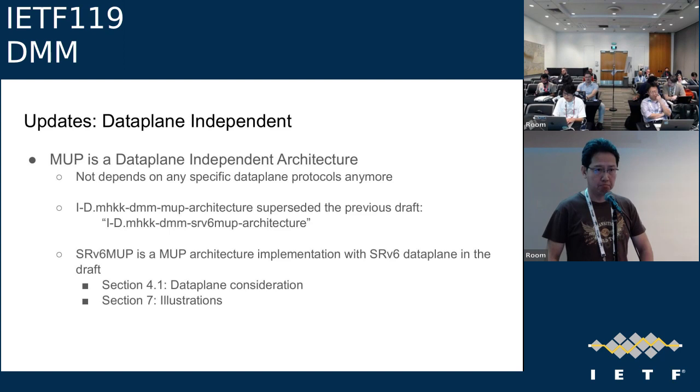And we are keeping SRBasic data frame in the MAP architecture document because the SRBasic MAP is a MAP architecture implementation with SRBasic data frame in the draft. To show the exact example illustration with the specific protocol helps a lot for readers to understand how the MAP architecture works. So that's the reason we keep SRBasic MAP in the MAP architecture document. You can find section 4.1 for data plane consideration and section 7 for illustration. That's almost no change for each section's contents. Please go to the next slide.